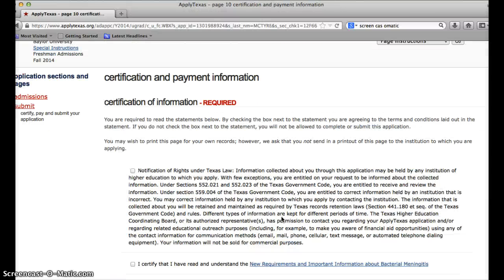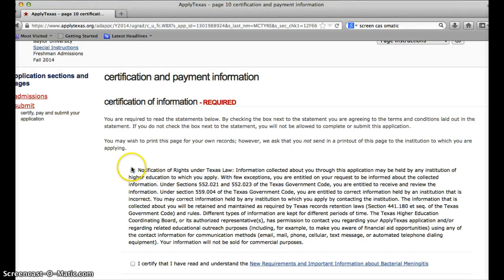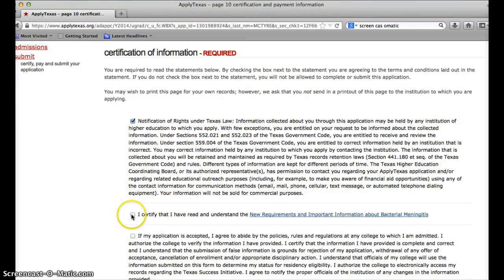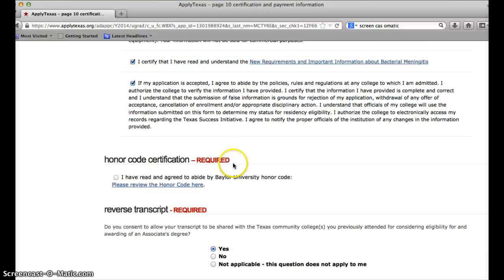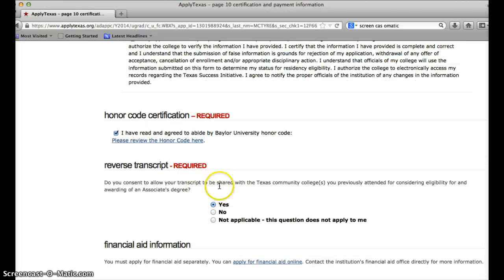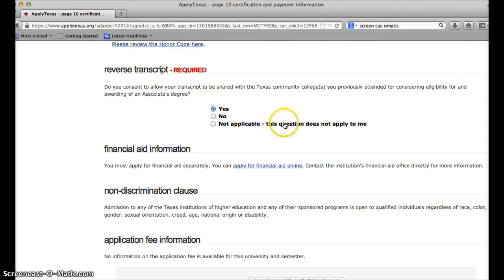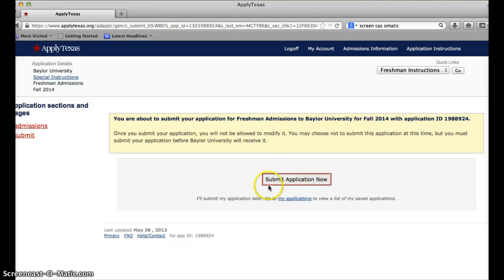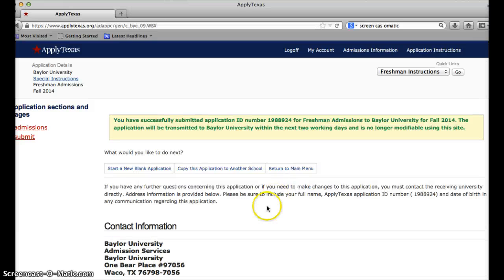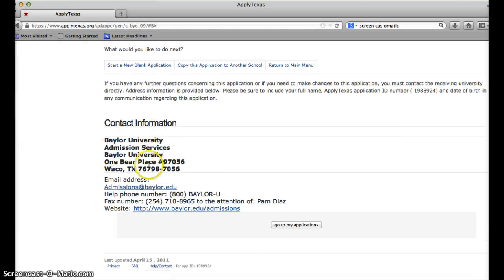So once you have completed these 3 boxes, indicate that you did not lie on the application. You have submitted all information to the best of your knowledge. And this one right here certifies that you understand the meningitis requirements and you will send in your documentation. Baylor has an honor code. Reverse transcript, yes. That way, if you decide to leave a university, they can send your information over to a community college and you can receive an associate's degree. Save and proceed, and you're going to go ahead and submit your application once you feel it is ready to be submitted. And then you have successfully submitted your application to Baylor University.